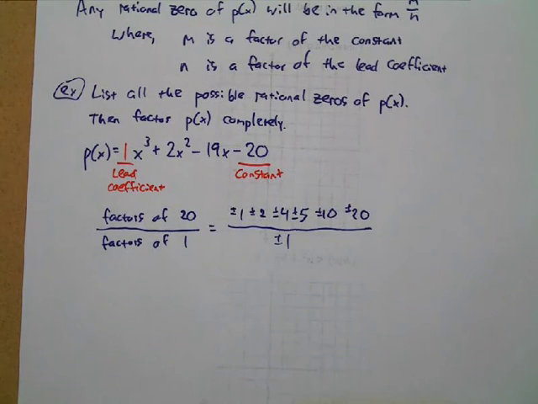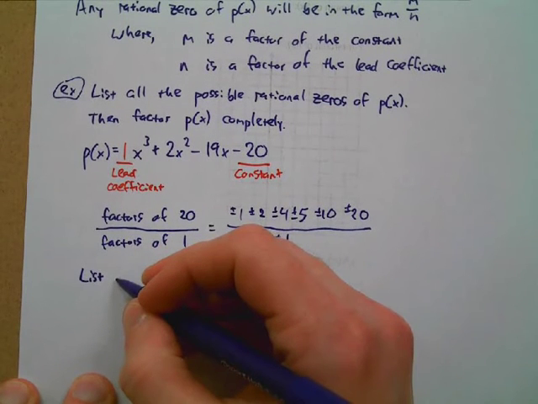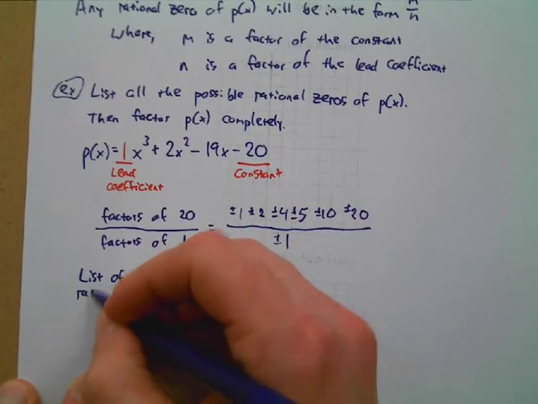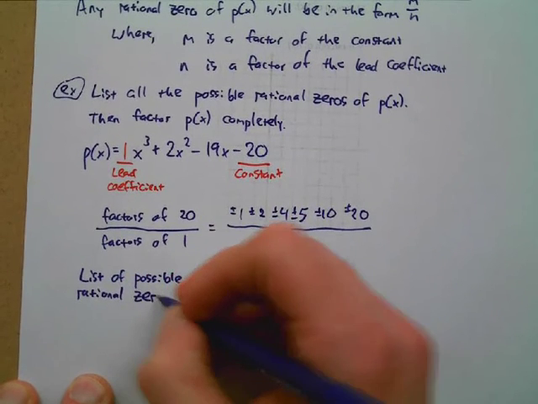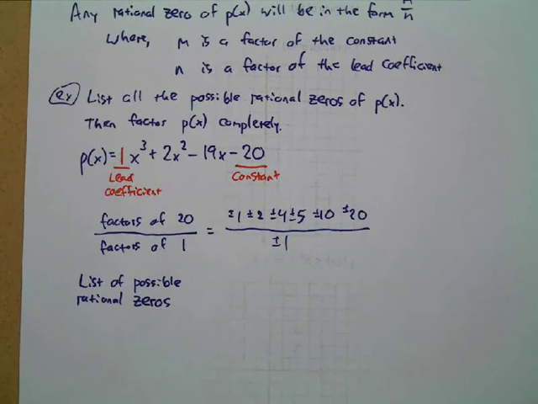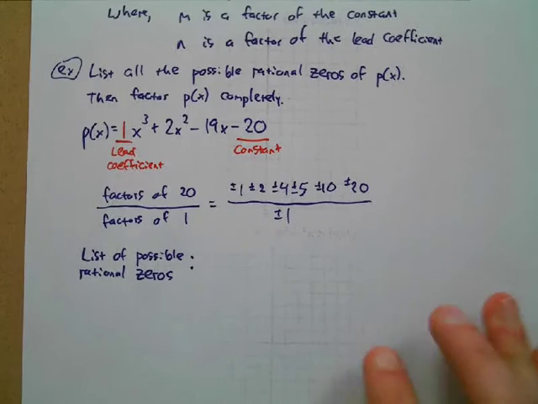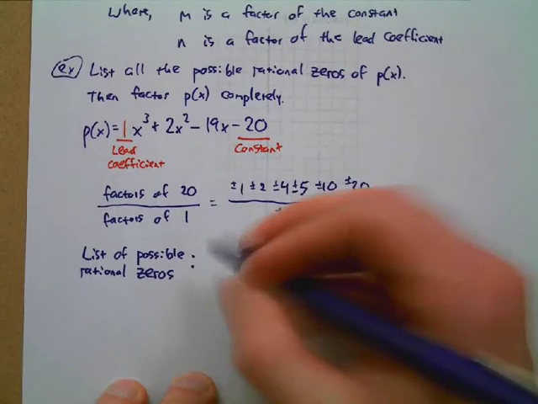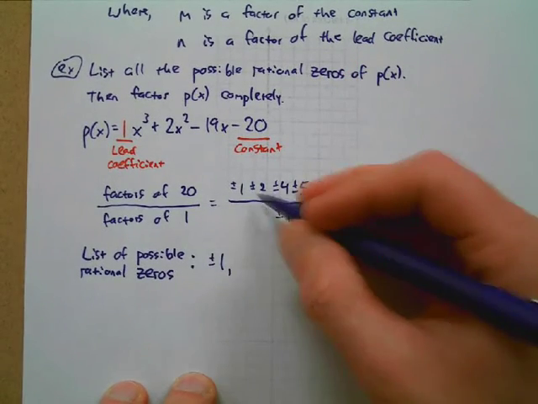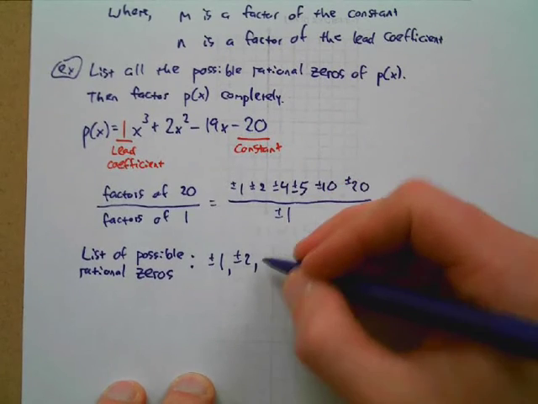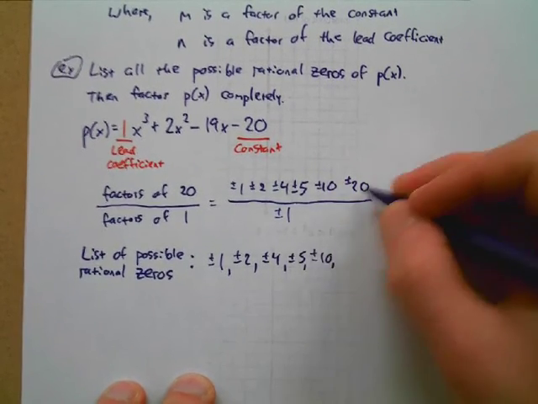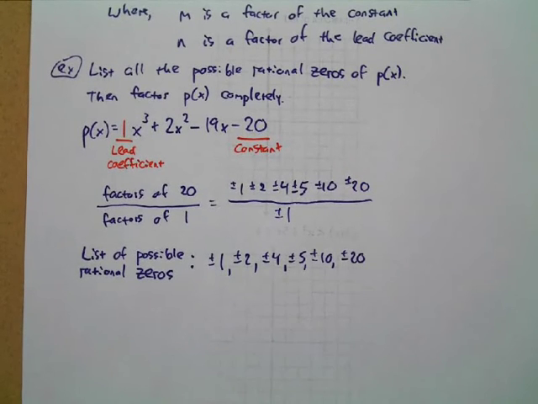Okay, so let's list the possible rational zeros. Here's our list. So our zeros are going to be these fractions. 1 over 1, or just 1. 2 over 1, or just 2. 4 over 1, so 4. 5 over 1, so 5. 10 over 1, so 10. And 20 over 1, so 20. And it's again plus or minus 1, plus or minus 2, plus or minus 4, plus or minus 5, plus or minus 10, plus or minus 20.